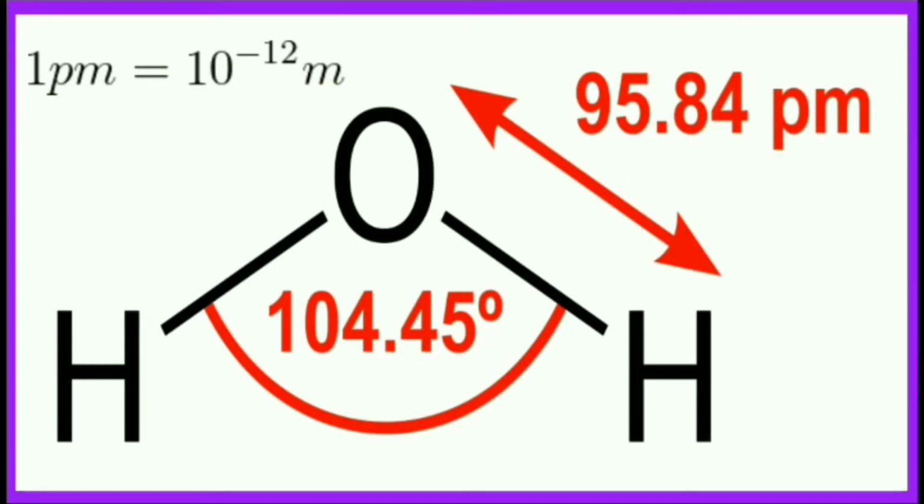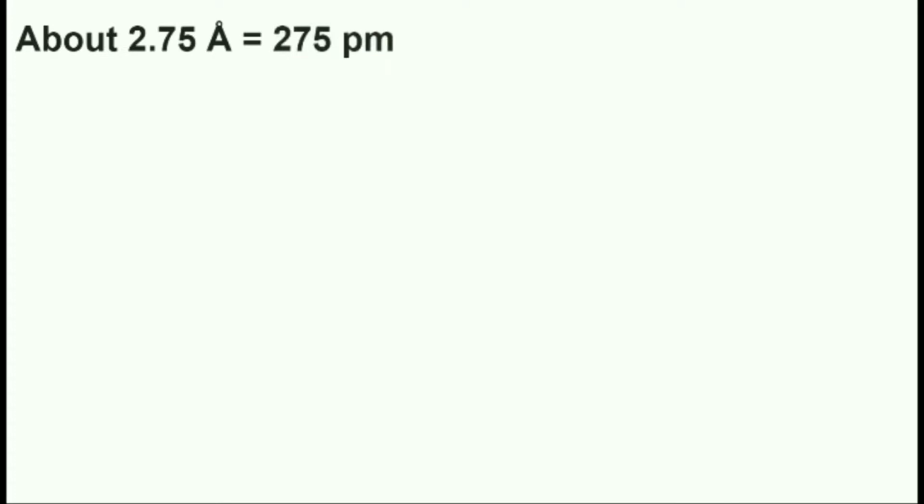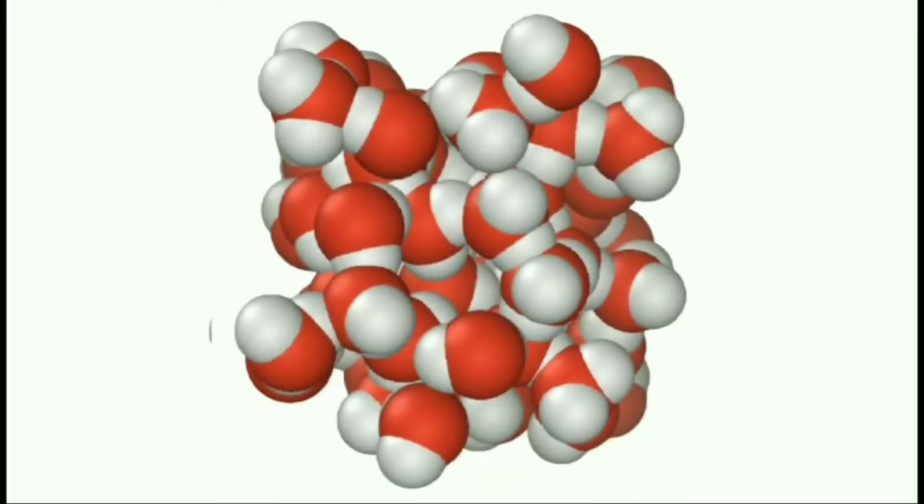The bond length between oxygen and hydrogen atoms is 95.84 picometer. Imagine how small it is. 1 picometer is equal to 10 to the power of minus 12 meter, very much smaller than nano. The size of a water molecule is 2.75 angstrom, which is equal to 275 picometer. A group of water molecules combined together forms a water cluster.